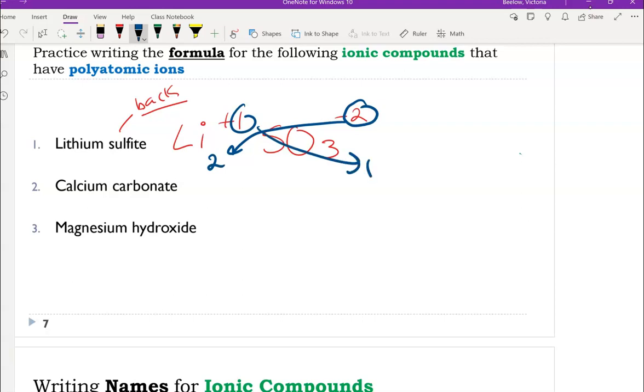Now for this one, we have Li2, and with the SO3, so if you have a number that's not 1, you would want to put parentheses around it. However, because we just have a 1 here and we don't write the 1, we're not going to need parentheses. You just have 1 SO3.